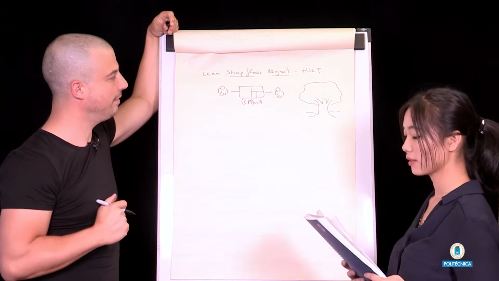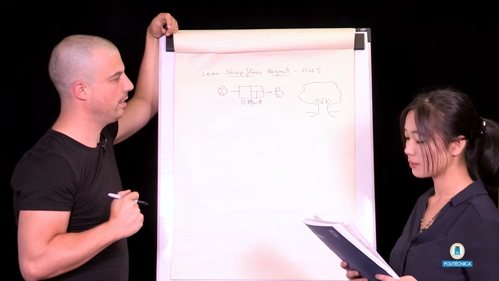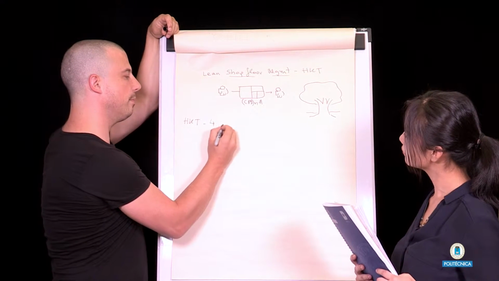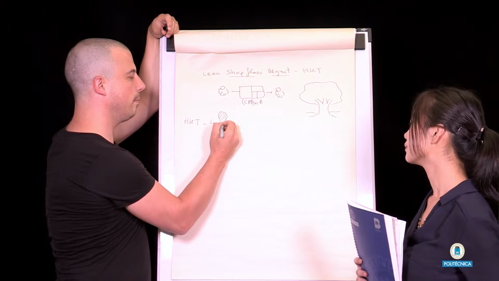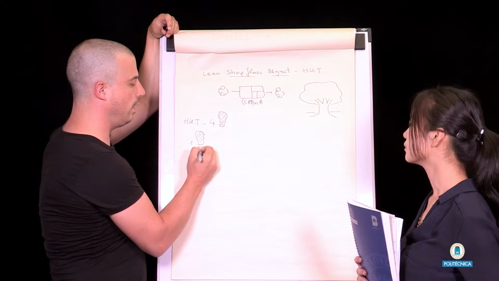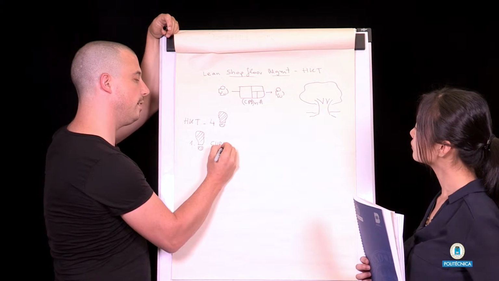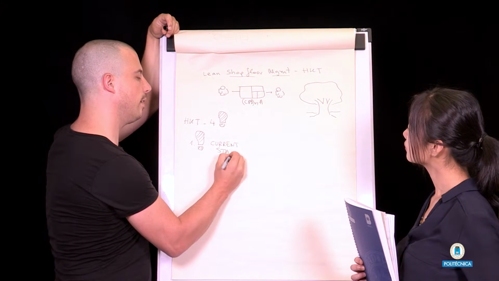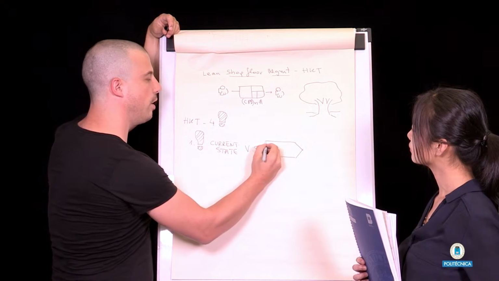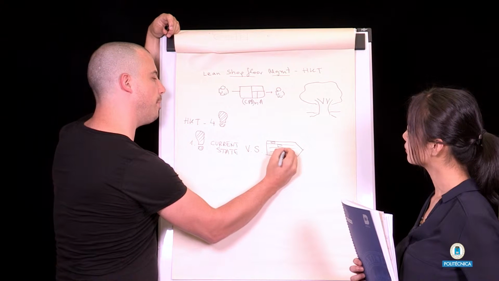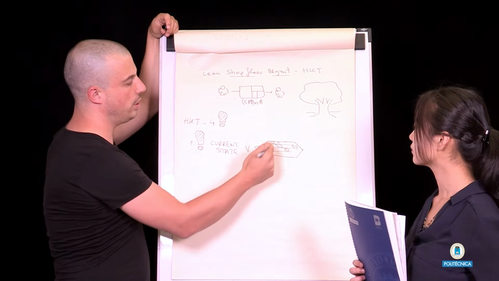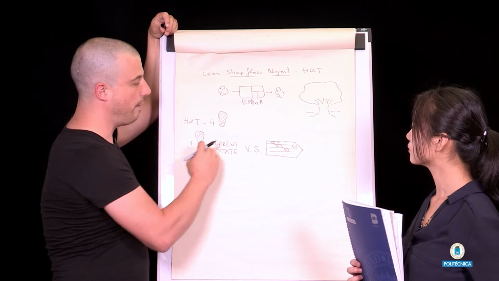Okay, and how is the HOSHIN-KANRI tree implemented? Well, it can be implemented in 4 steps. The first step is to understand the current state of the value stream. So we go and try to understand what process steps, and what material and information flow interchange is happening throughout the value stream.